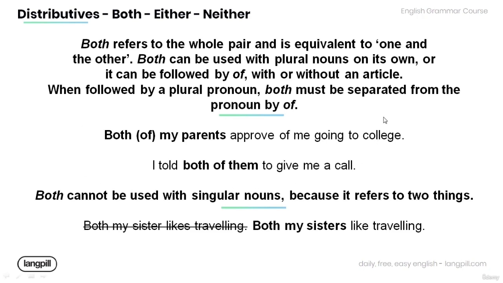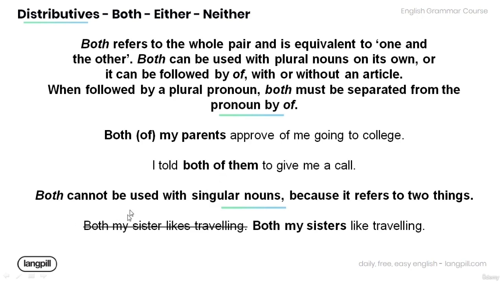Have a look at the examples below. Both of my parents approve of me going to college. Note that both in this sentence is used with a plural noun, parents, and it can be with or without of. Both my parents. In this sentence, however, I told both of them to give me a call. Them is a pronoun, and so both must be followed by of.